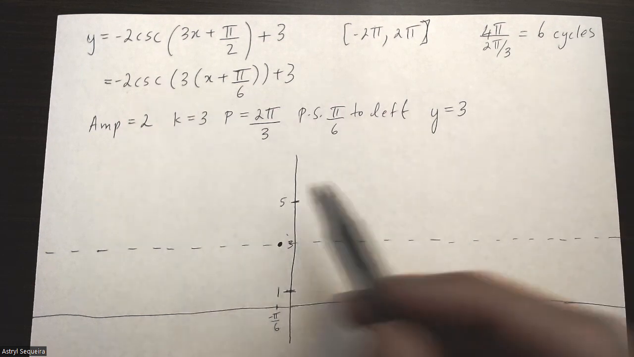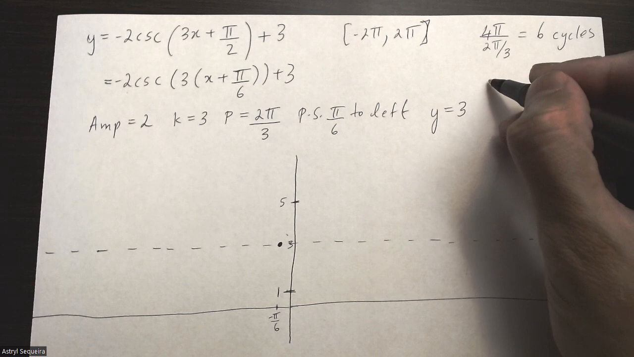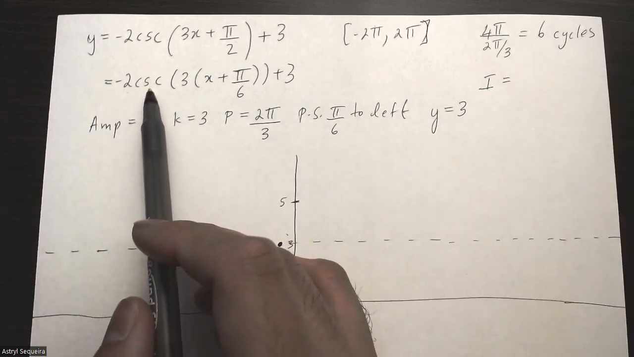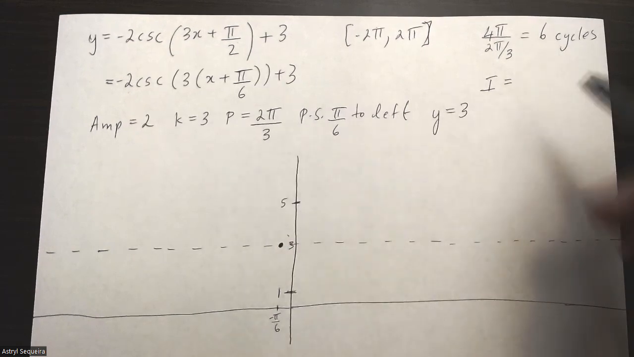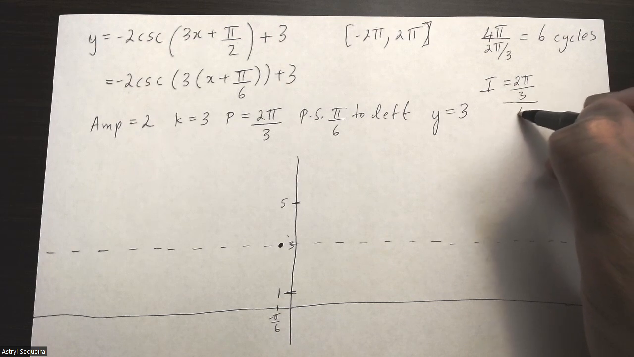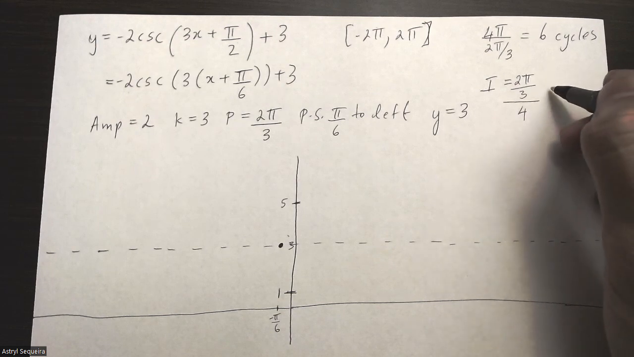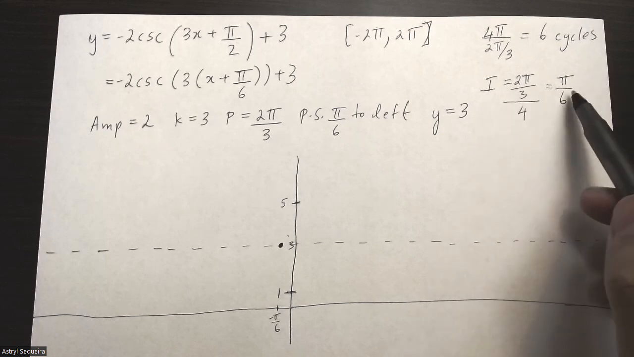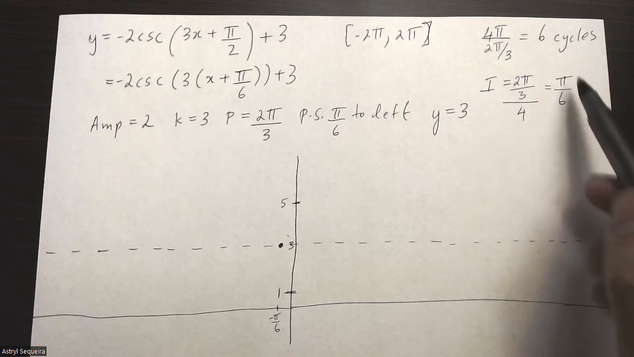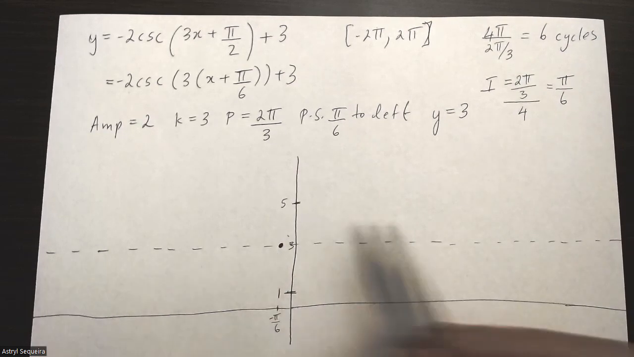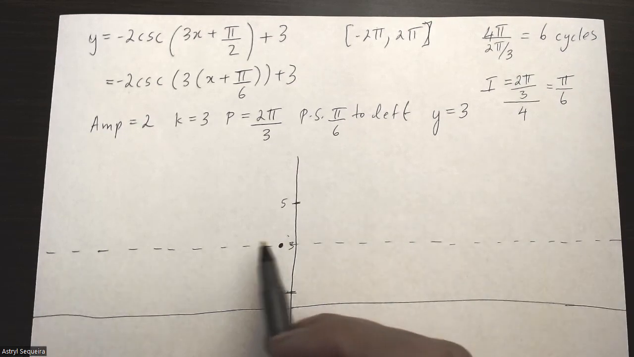The next thing I want to do is find my interval for this function, so I know where my next key point is going to be. In order to find your interval for a cosec function, you always take your period and you divide by 4. So 2 pi over 3 divided by 4 is just pi over 6. So my interval from one key point to the next is going to have a difference of pi over 6. So now I'm going to fill out all my points from -2 pi to +2 pi.